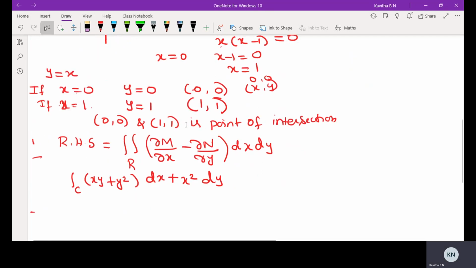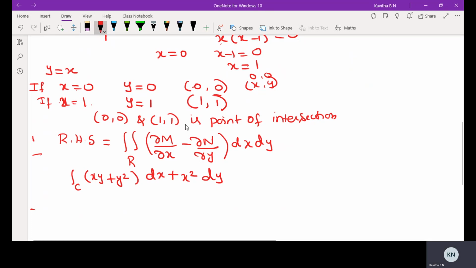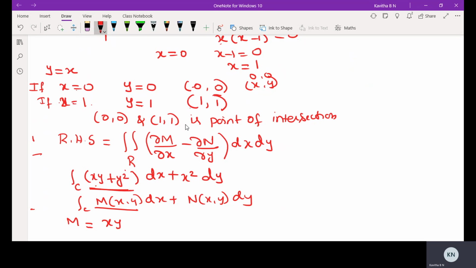Then compare with integral of C, M of x comma y dx plus N of x comma y dy. Here M is equal to xy plus y square. We have to identify the M and N values. Then N is equal to x square.